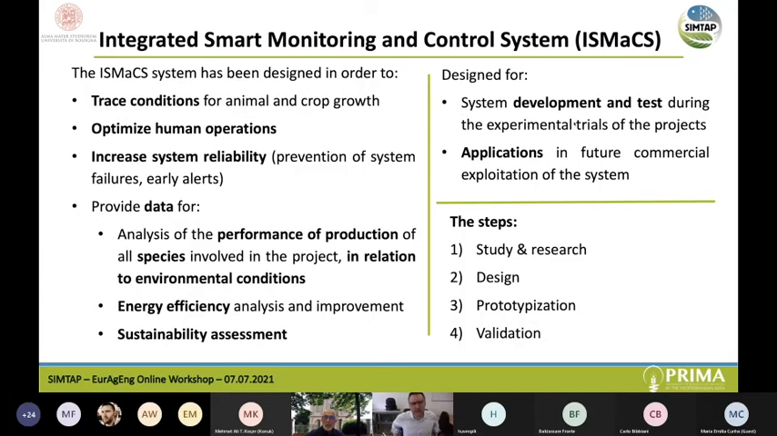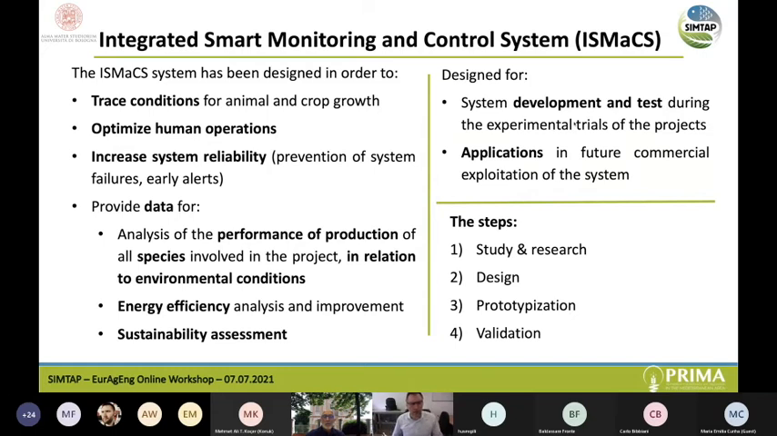Basically, the system has been designed to trace conditions where animals, fish, and crops grow. So we can trace back to analyze the conditions where fish and crops have been grown and will grow. We can optimize human operations. We can increase the reliability of the system, for example, providing real-time alerts in case of system failures.